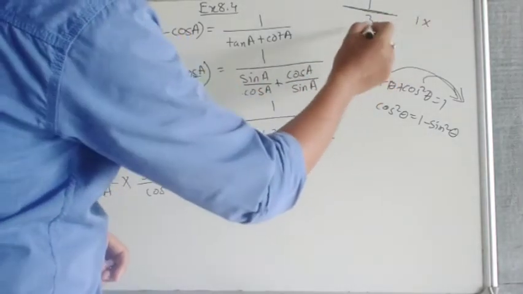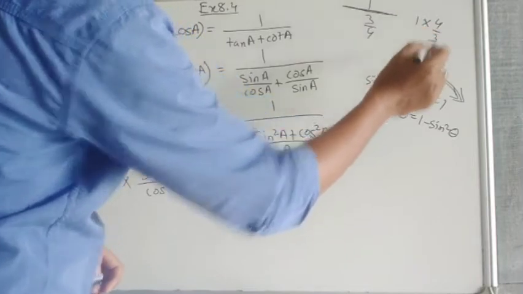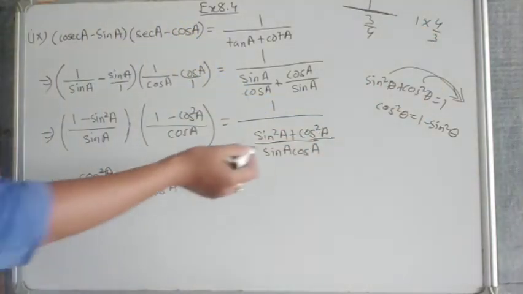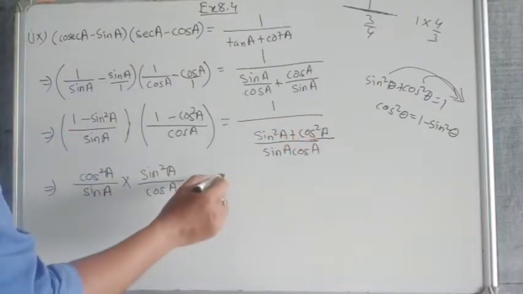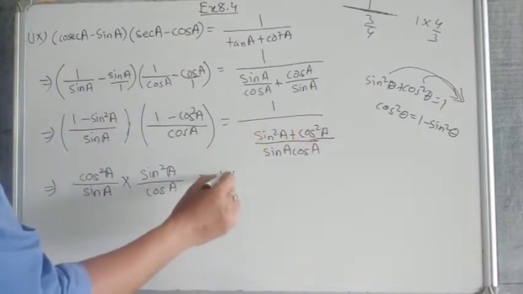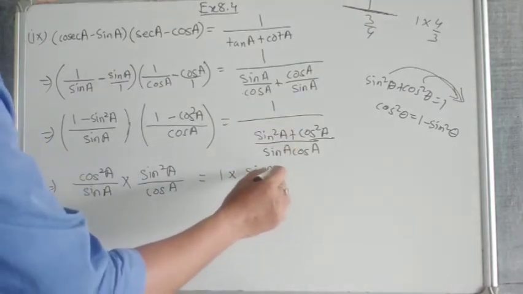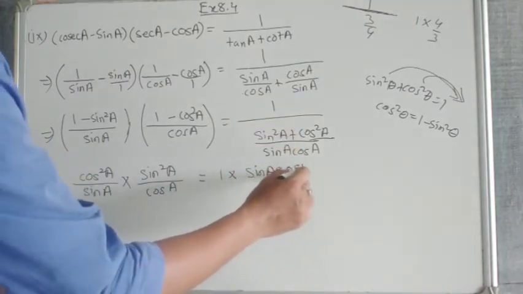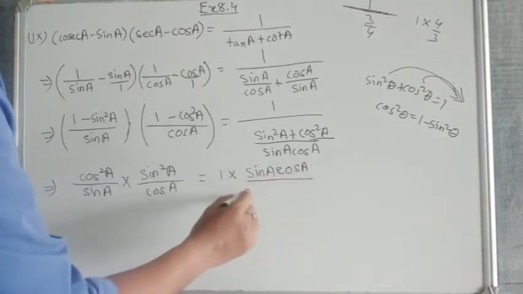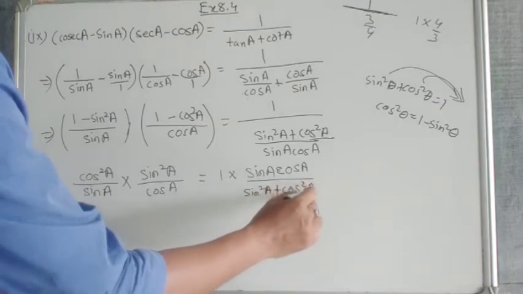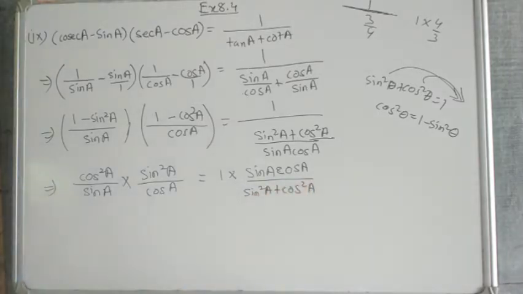Now when you write this, 1 into this, 4 by 3 it becomes. In the same way here, it will become 1 into this whole upside down: sin A cos A by sin square A plus cos square A. The whole set just goes upside down.